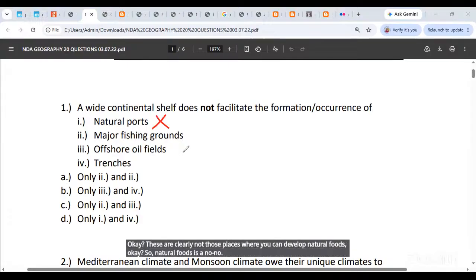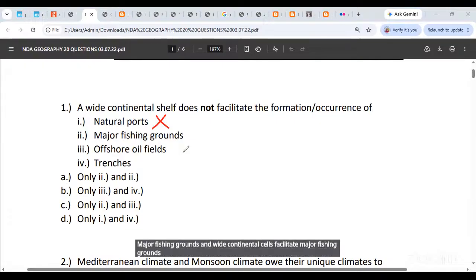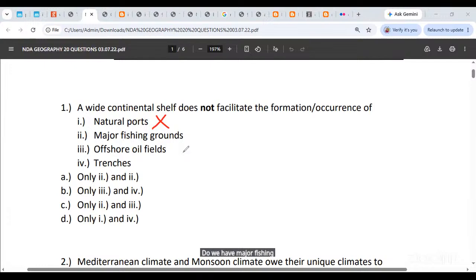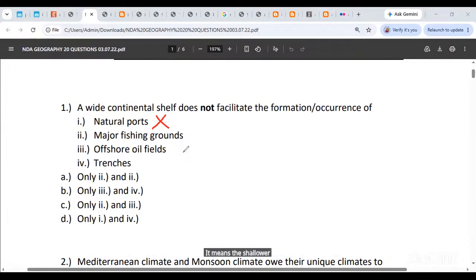Major fishing grounds. Can wide continental shelves facilitate major fishing grounds? Do we have major fishing grounds on wide continental shelves? Yes. Sunda shelves, Grand Banks, Dogger Bank. You will have a great one. The Northwest Pacific, the Japan-China shelf. The wider the continental shelf, it means the shallower it is usually. The more shallow it is.